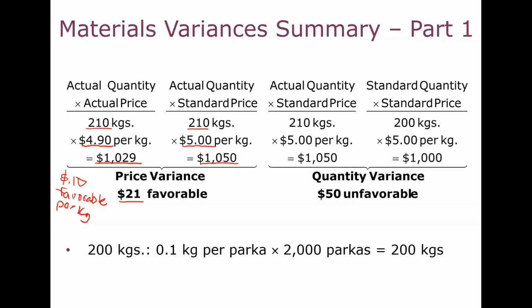Okay. Now let's look at how much we used. We used 210 kilograms at the standard price of $5, which is $1,050, which we just looked at. The standard quantity for those 2,000 parkas we made, we should have only used 200 kilograms. At the standard price of $5 is $1,000. So we used 10 kilograms more than we should have, which ends up being a $50 unfavorable variance. We used 10 kilograms more.